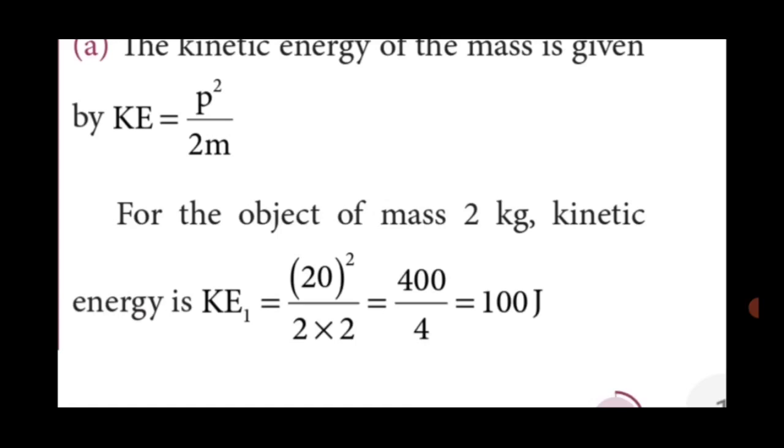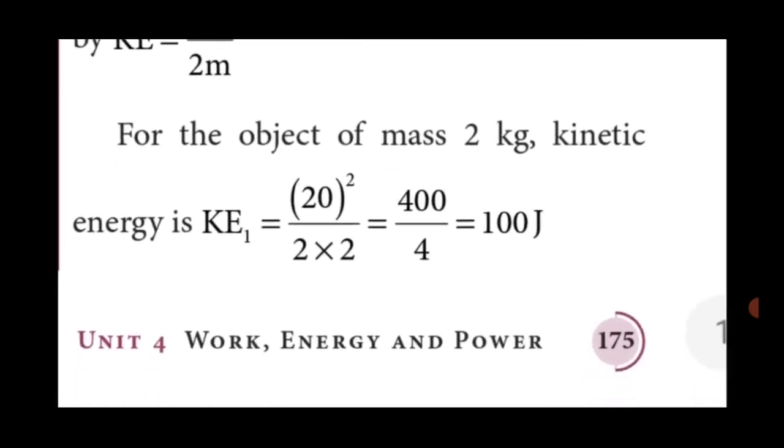So first we are going to calculate for the first mass. We are taking that as 2 kg. So KE1 for the first mass is equal to 20 square by 2 into 2, that is 2 into m. And 20 is nothing but our p value. So 20 square, you know that is 400, and 2 into 2 is 4. That is, we are getting 100 joule for the first mass.